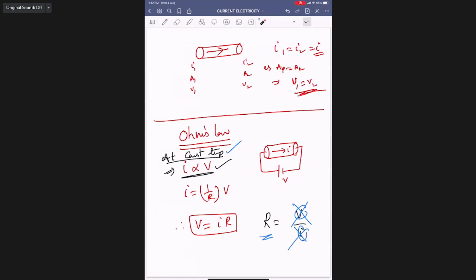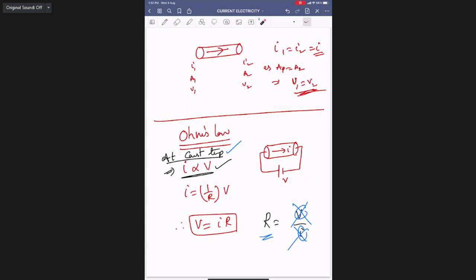You have Ohm's law? No, sir. Copy this also will do. Finish it. Ohm's law.